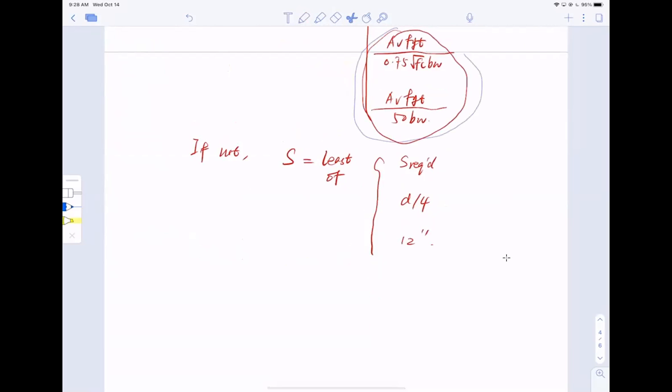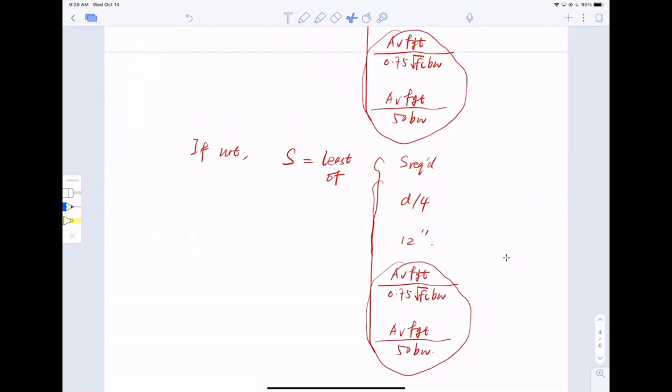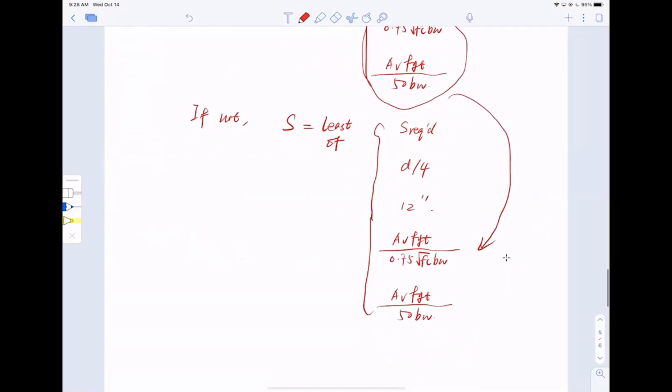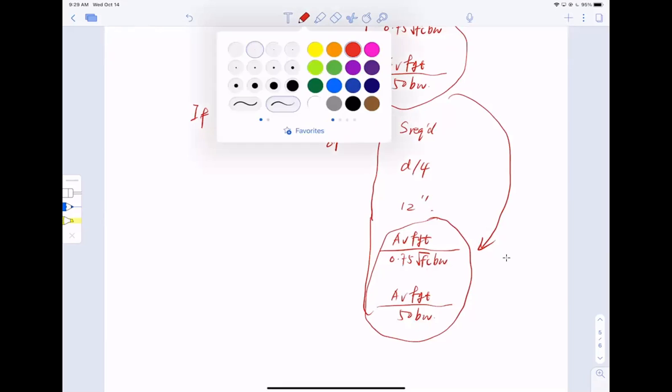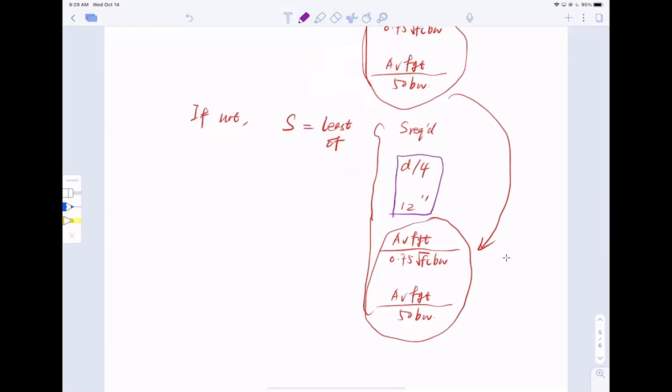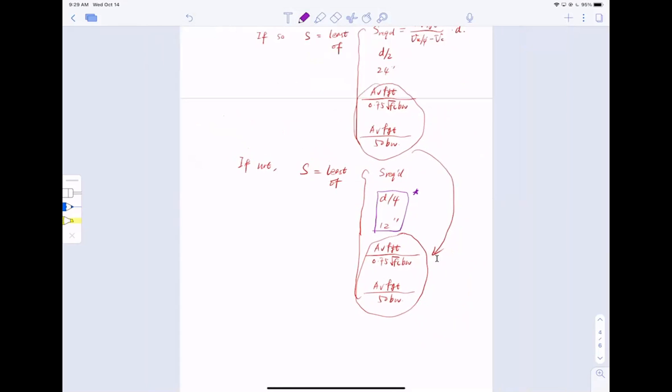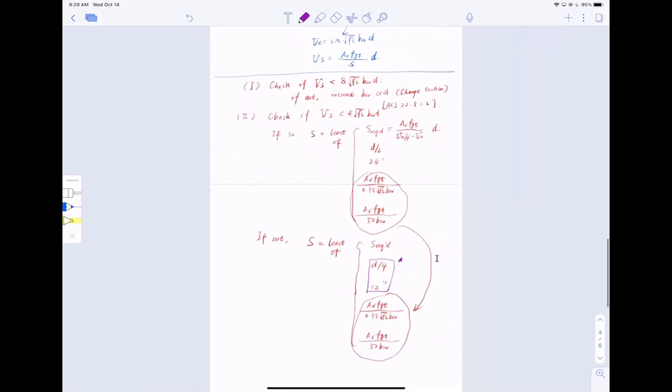So let me just copy and circle it. I'm getting a little bit lazy today. Paste right here. Okay, so this carries. But most likely, let me say this, it's going to be these two that dominate. Most likely it's going to be these two that dominate.